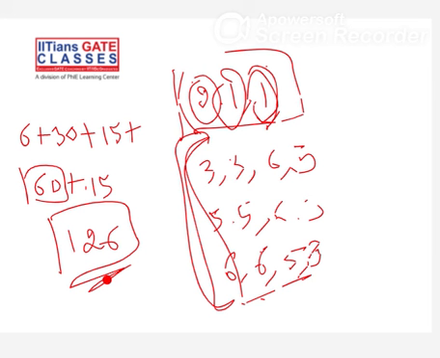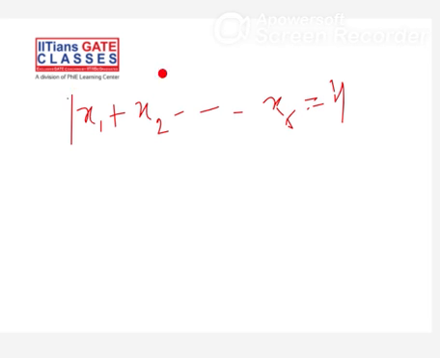Sanjeev, is this clear to you? So I think you tried with this method also, right? 1 plus x2 plus x3 up till x6 is equal to 4, right? And you did not get the answer. I am not really sure what are we missing in this thing.